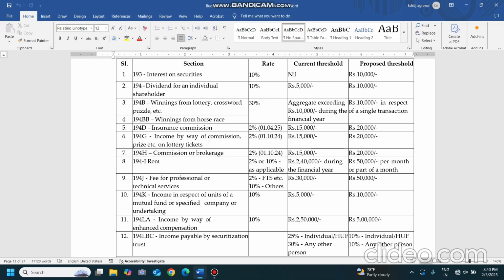Now here the rates have also been changed in the previous budget. For 194G, commission on lottery tickets, and 194H, commission or brokerage, other than covered above, the effective rate was 5% if the transaction is up to 30th September 2024, and if it is after that, then it is 2% TDS. Then 194D, the rate change is the same, 5% and 2%, but the effective date is 1st April 2025 for the transaction.